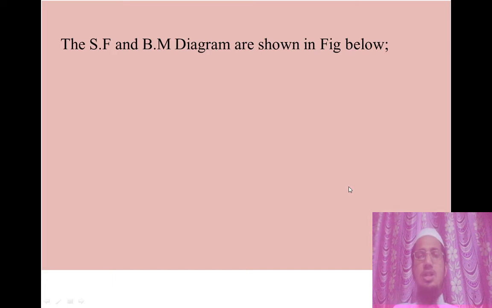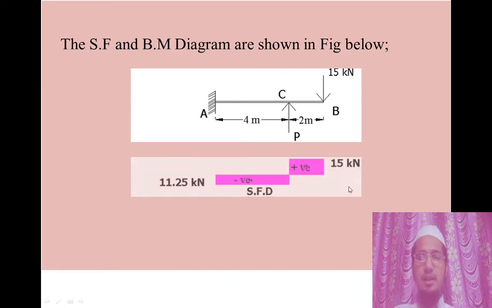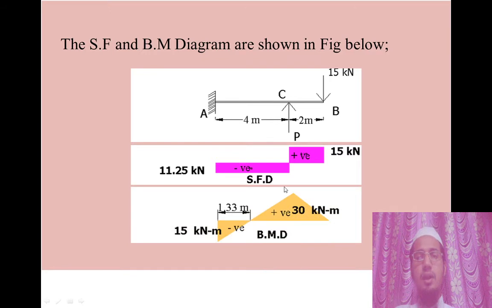Now let's draw the shear force diagram based on our calculation. This is our beam. We have calculated shear force at B as 15, B to C is 15, and C to A is minus 11.25. Shear force diagram will be like this. Now what about the bending moment diagram? Yes, at B it's 0, at C it's maximum 30 kilonewton meter, and at A it's minus 15 kilonewton meter. Diagram will be like this.